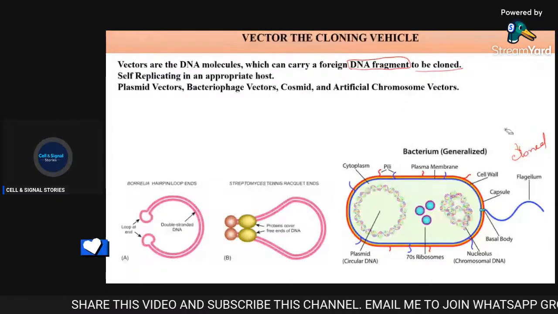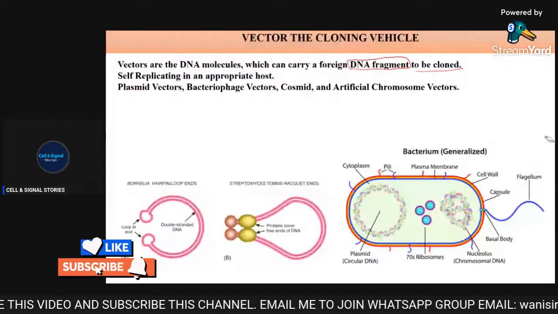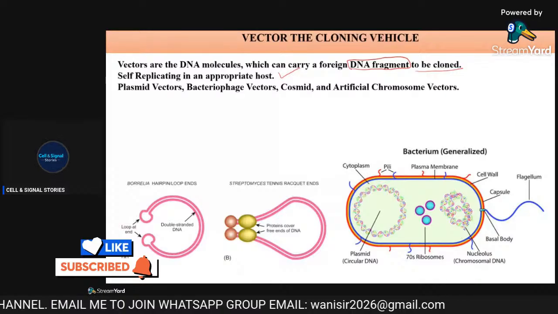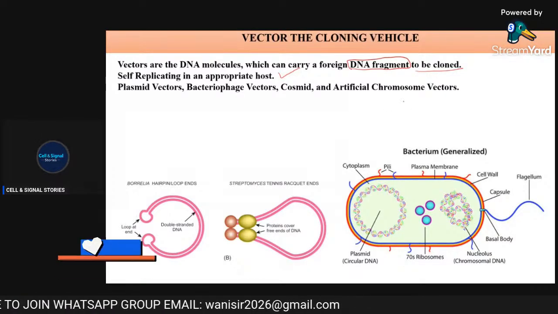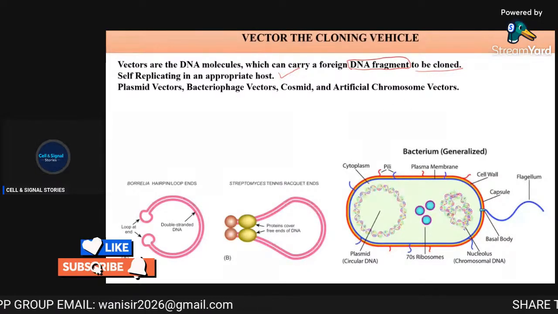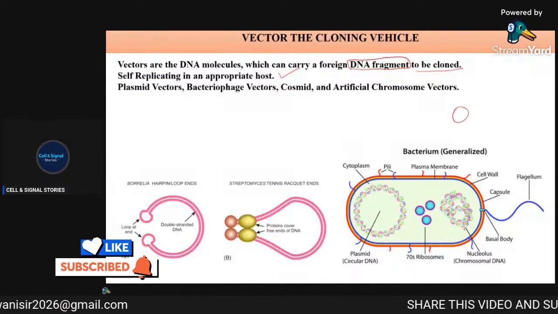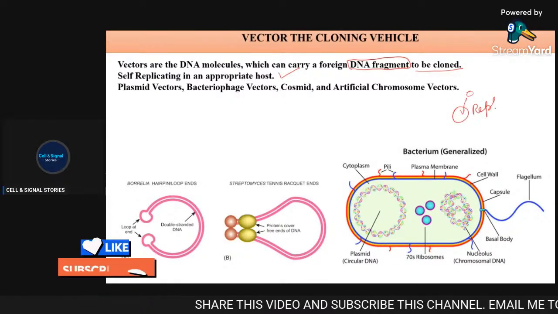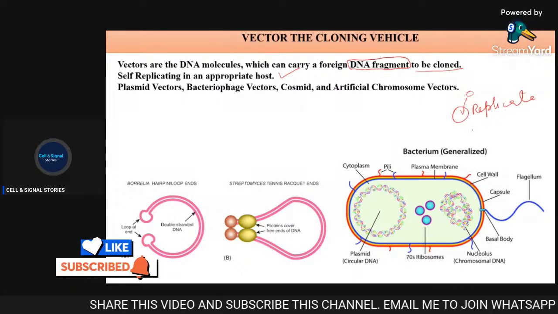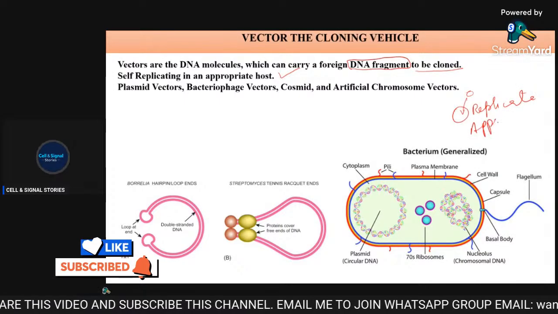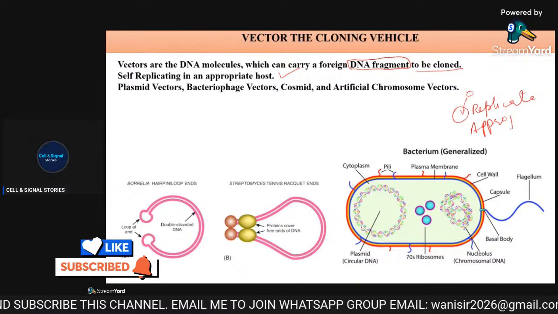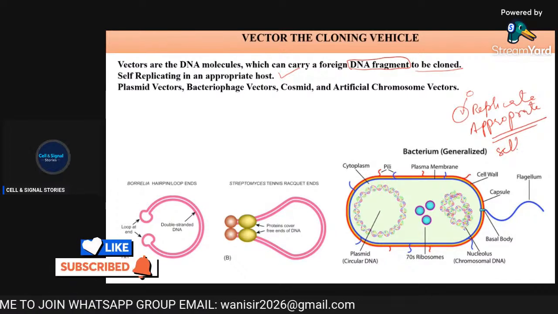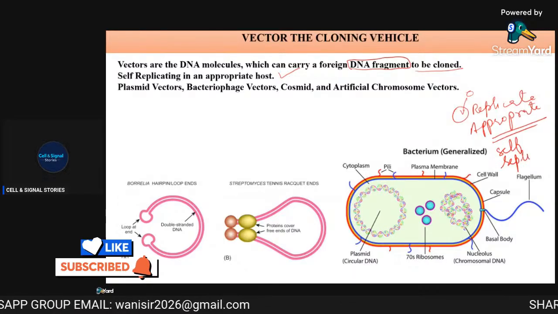What are the properties of the vectors? The vectors are self-replicating in an appropriate host cell. That means the host cell needs to be appropriate. They will not self-replicate in any cell. That means if you choose any cell and you don't know whether this vector will replicate inside this cell, then this cannot be an appropriate host cell. So an appropriate host cell is important for the vector to self replicate. This needs to be understood.